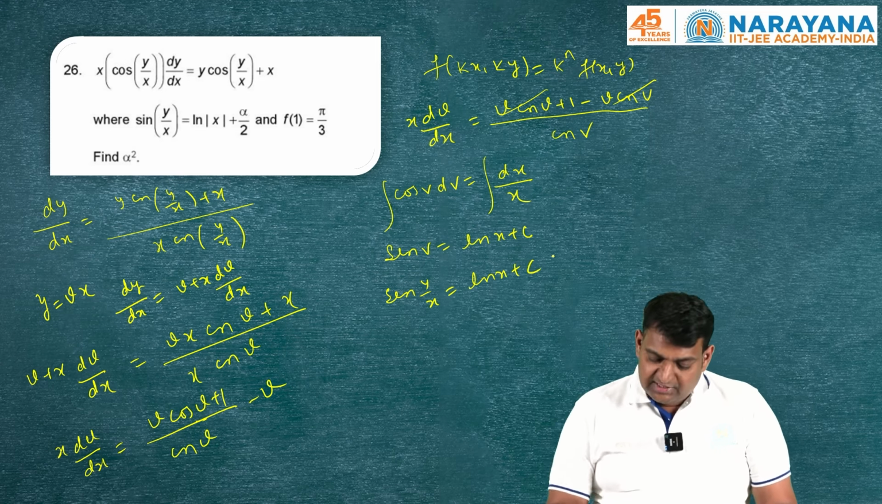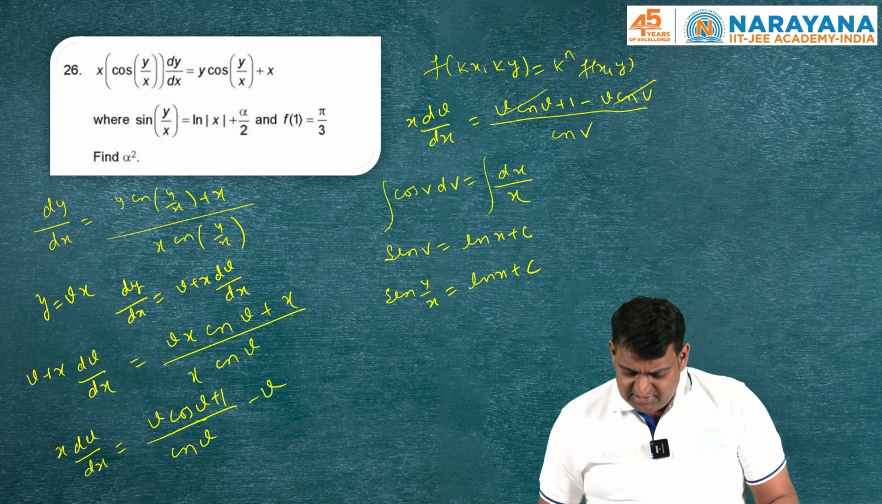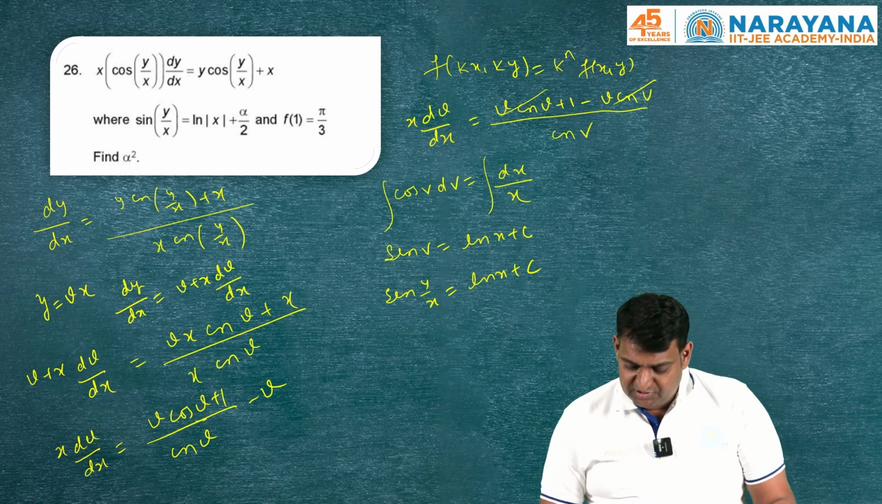That is, nothing is there. I think he already solved the problem. Why he gave this? This doesn't make any sense. Okay, chalo, whatever. So, if you compare, what is your c value actually?